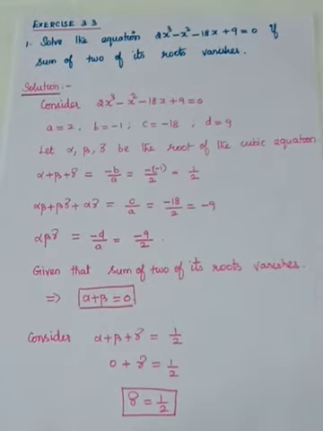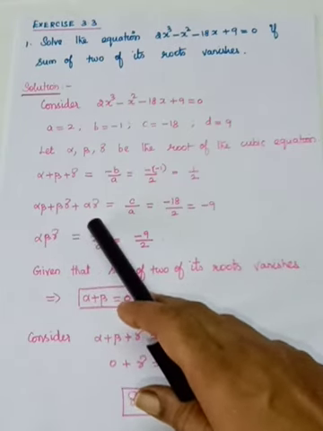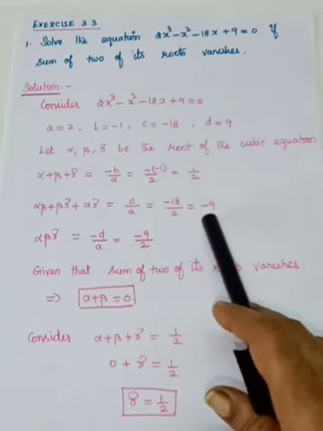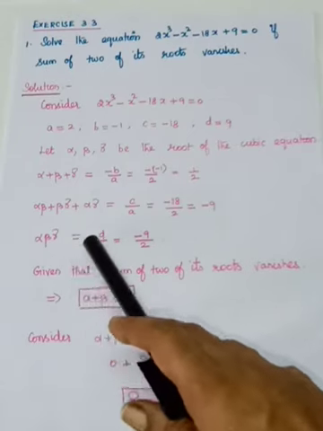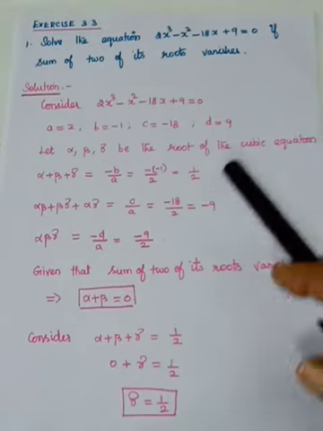Next, if you consider two roots at a time, alpha beta plus beta gamma plus alpha gamma is equal to c by a. Your c is minus 18 by 2, that is minus 9. And alpha beta gamma, the product of the roots, is equal to minus d by a, so minus 9 by 2, we have found from the equation.